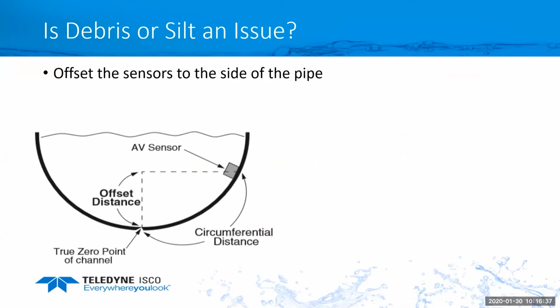So what you can do is take the sensor, offset it to the side of the pipe, and then you would calibrate your level. So in this picture, if that was 6 inches of water depth and the sensor was at the bottom of the pipe, I would calibrate my level to 6 inches. If I rotate it up to the side of the pipe, now I'm 2 inches off the bottom, I would still calibrate my level to 6 inches because that's the actual water depth.